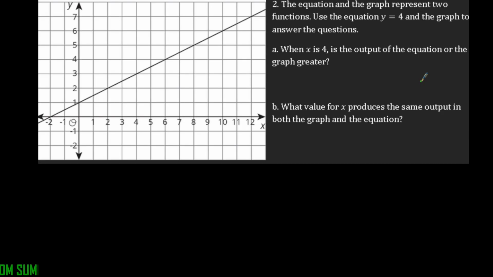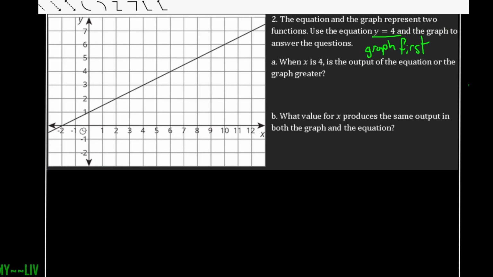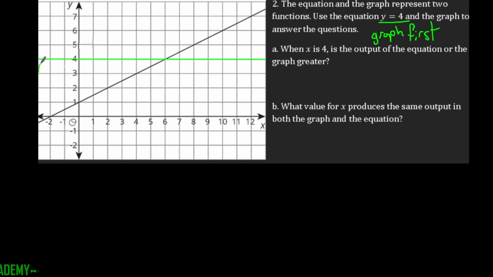And then towards the back, for number 2, it says the equation and the graph represent 2 functions, and it says use the equation y equals 4 and the graph to answer the questions. So what I can do is graph this out. Let me graph out the equation first. That way it's a little bit easier to see. If I graph the equation y equals 4, that's just the horizontal line at the point where y equals 4. So I'm going to say this is my function y equals 4. And then I have this other line in black, but I don't know what the equation is.